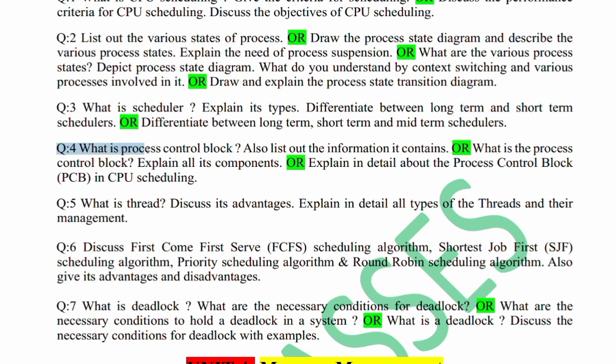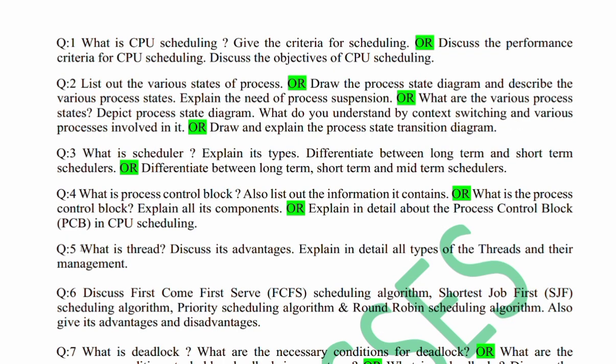Question number fourth is, what is the process control block? Also list out the information it contains. Explain all its components, or explain in detail about the process control block, PCB, in CPU scheduling.